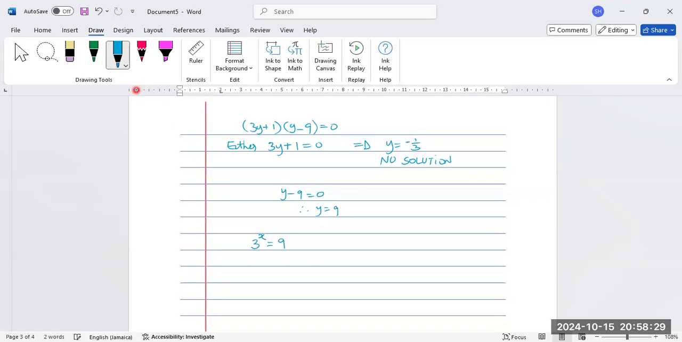What we're doing, 9 can be written as 3 squared. And the bases are the same, so you equate the powers. The x equals 2.